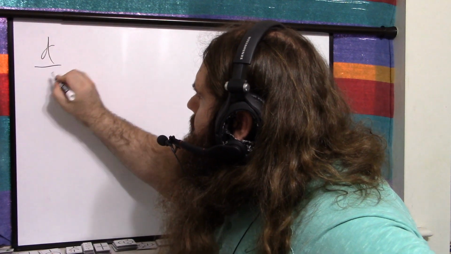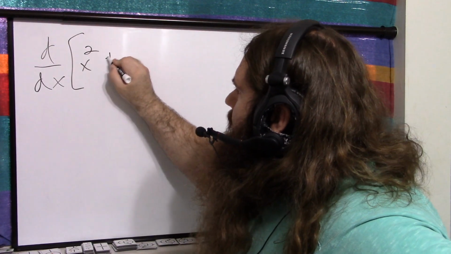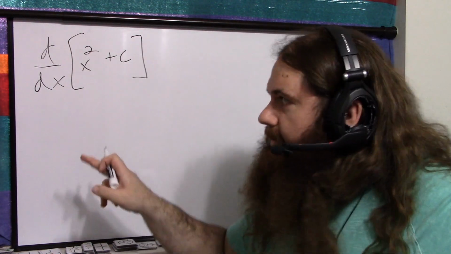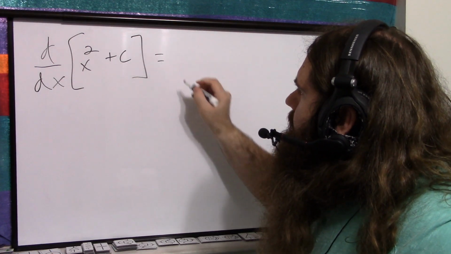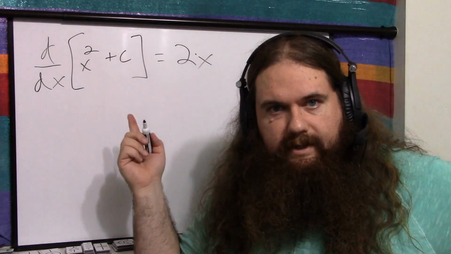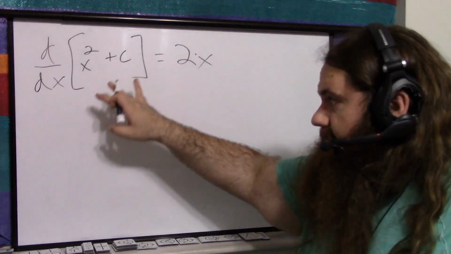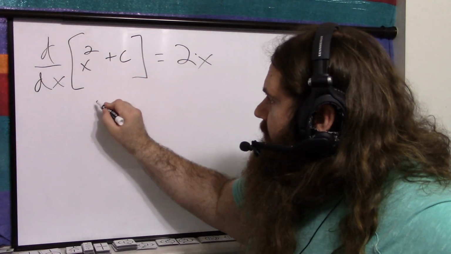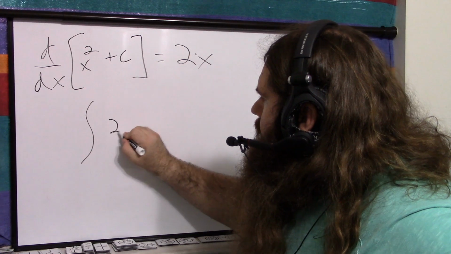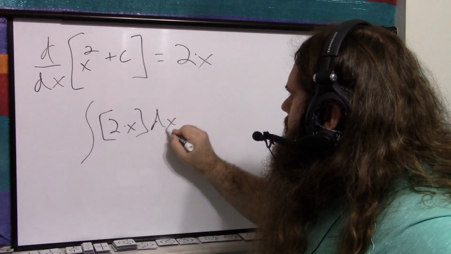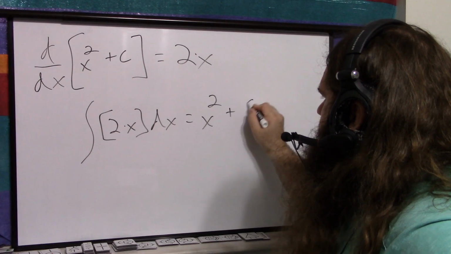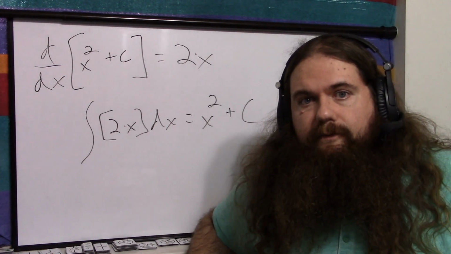The derivative of x squared plus c, just put the plus c in there because it doesn't matter, equals 2x, 2 times x. We did this in the other video, and then the c is constant, so it's not there. It's just 2x. Therefore, the indefinite integral of 2 times x dx equals x squared plus c. Just pointing it out.